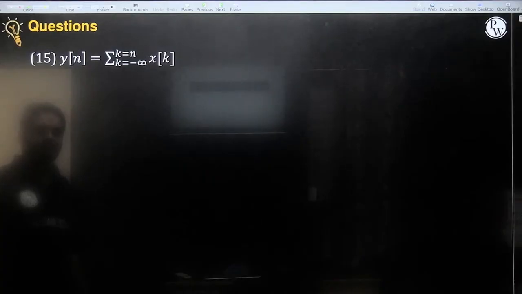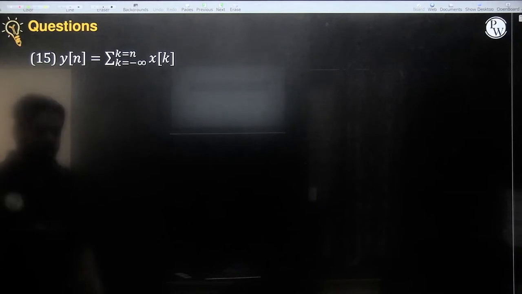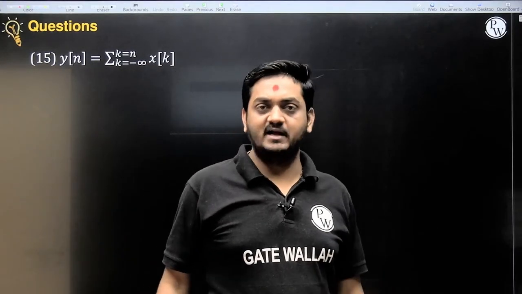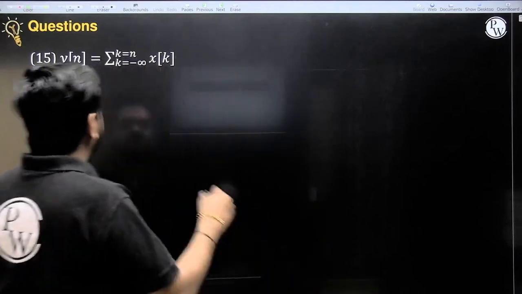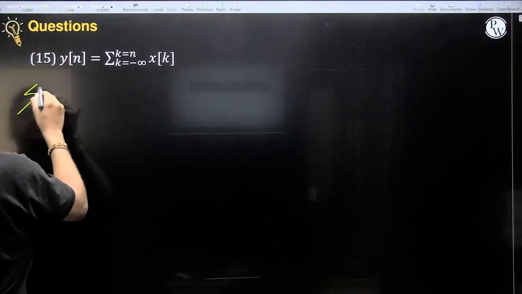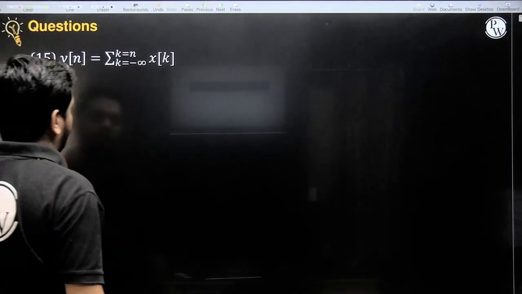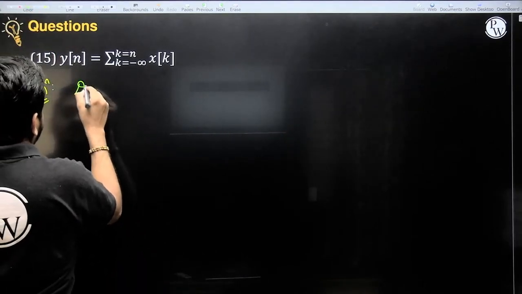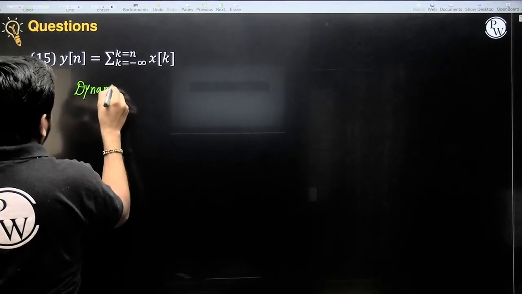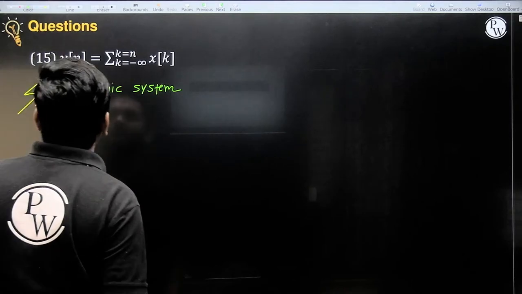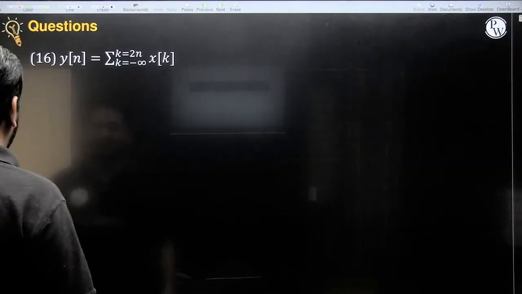Now here summation minus infinite to n. Now summation, guys, as I told you, summation means present output depends on past input. So that's why it is a dynamic system. Summation, accumulation also, it is known as accumulation. It is a dynamic system. Okay.